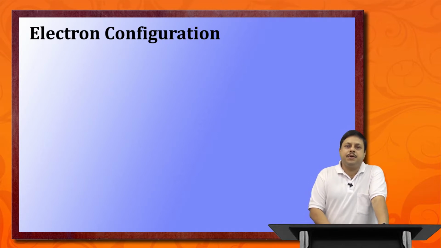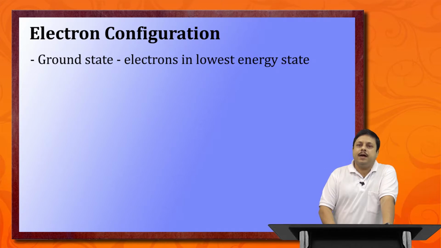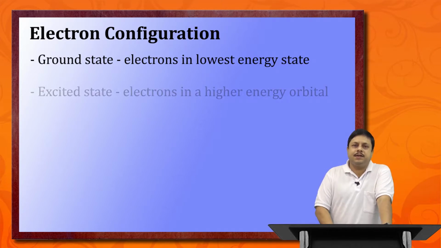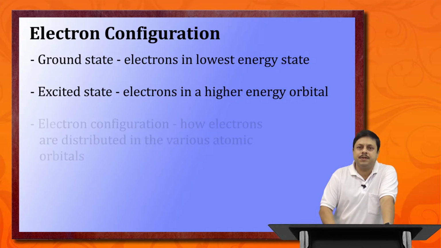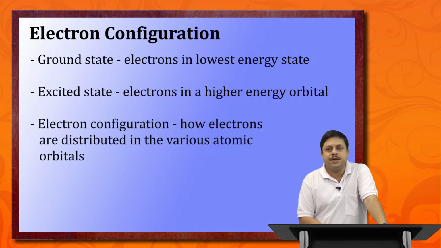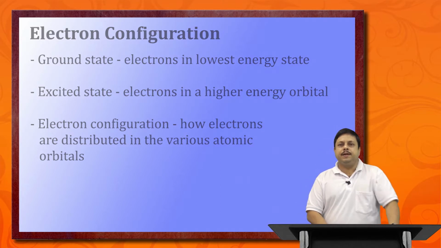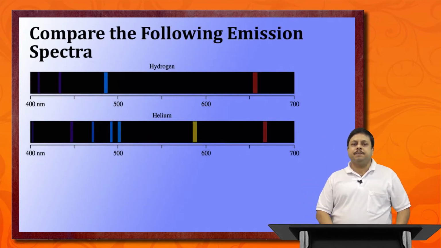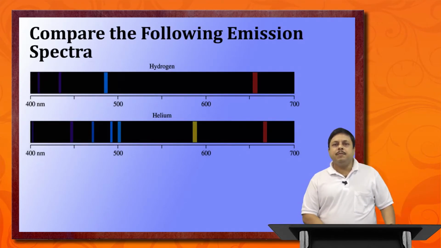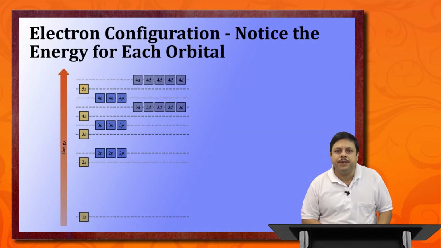So what is an electronic configuration? Every atom in its ground state, the electrons enjoy the lowest energy state. In the excited states, the electrons are promoted to the higher energy orbitals. So electronic configuration essentially means how these electrons are distributed in the various atomic orbitals. Fine. So let us compare this description with the line spectrum. So that was experimentally observed. So let us take up the electronic configuration over here.